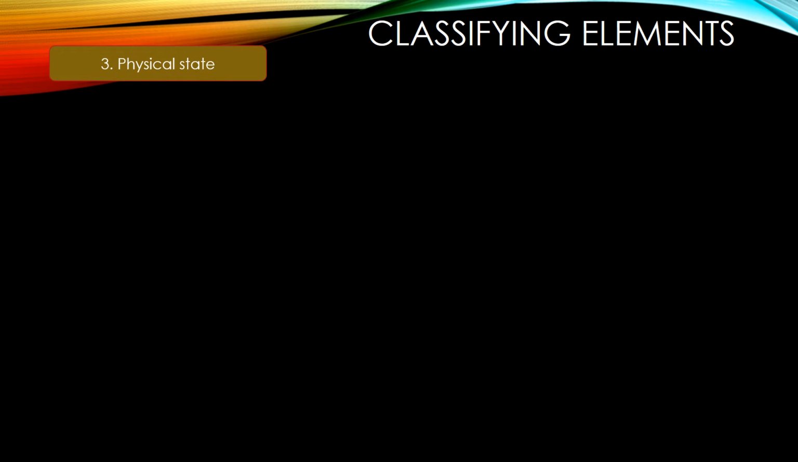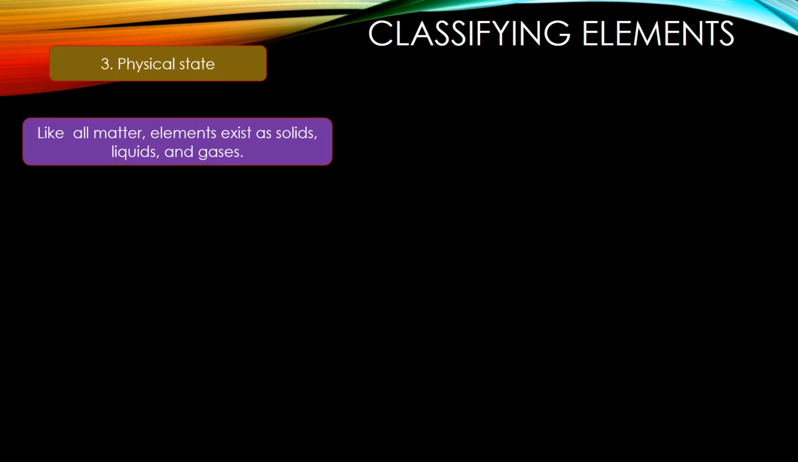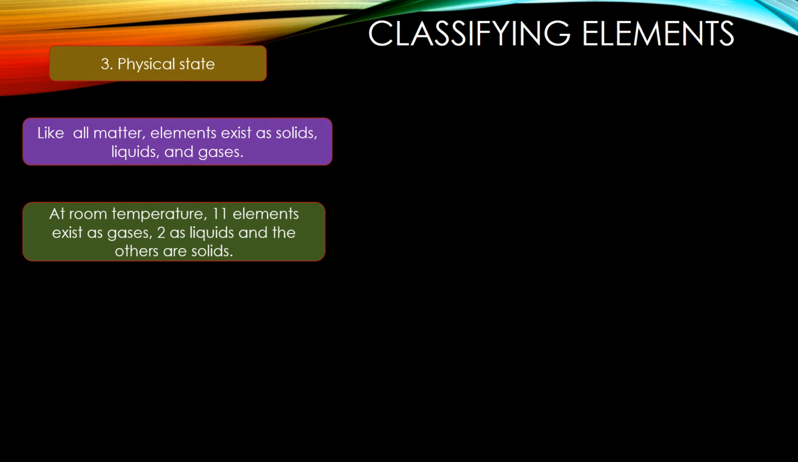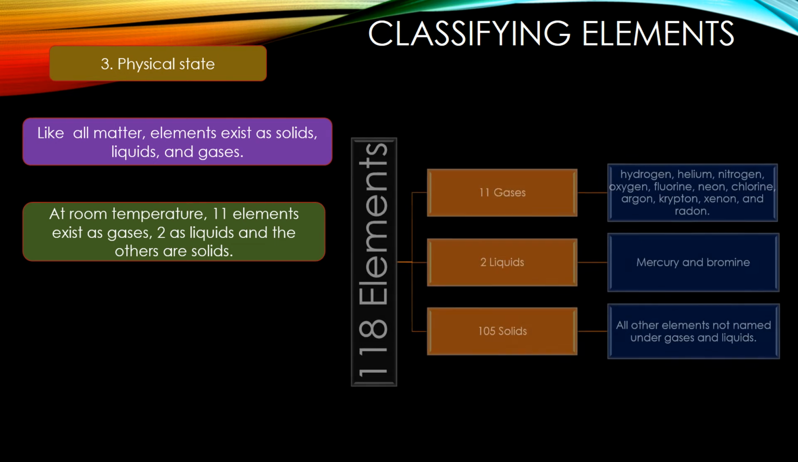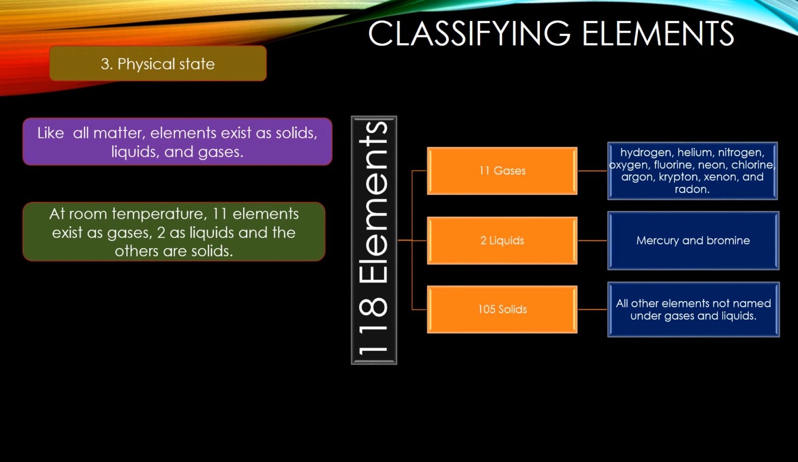Based on physical states, all elements exist either as solids, liquids, or gases. At room temperature, there are 11 elements known to exist as gases and 2 exist as liquids. The other elements are all solids.